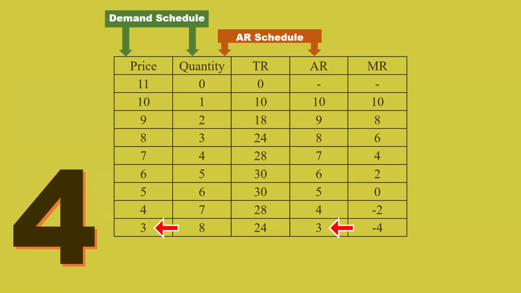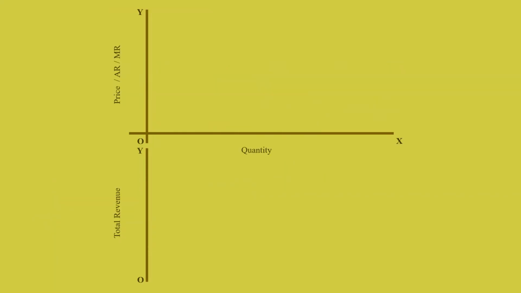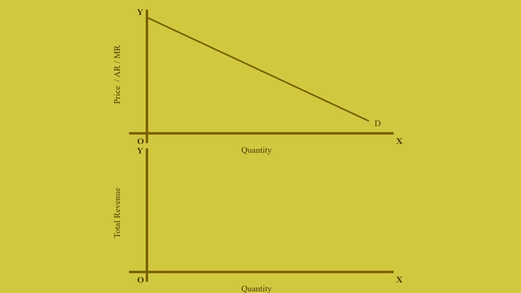Now, we shall represent these schedules in the form of a graph. We shall fix the demand curve first. Since a seller sells more by reducing the price, the demand curve slopes downward. It is the same as average revenue curve. Since marginal revenue falls faster than average revenue, we shall fix marginal revenue curve below the average revenue curve.